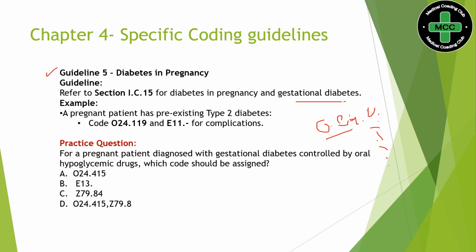So you don't need to assign any additional code to show the medication. See this question: a pregnant patient diagnosed with gestational diabetes controlled by an oral hypoglycemic drug. If you check O24.415, this will give the information about the drug also. So there is no need to use any additional drug code.